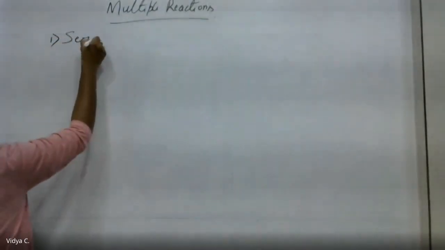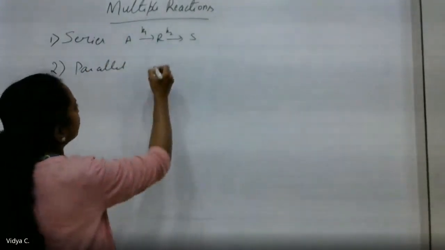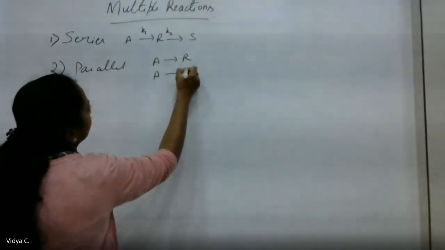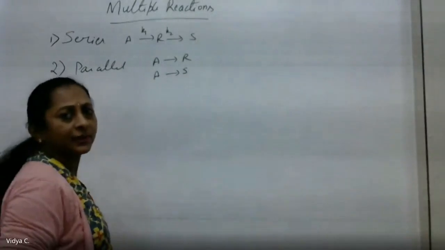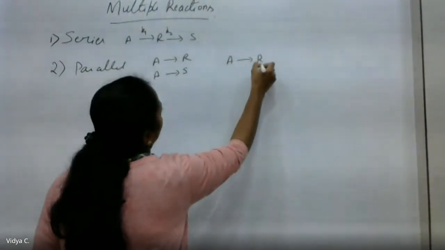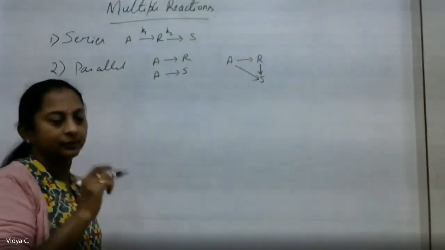One, series reaction, in which A will be giving R and R will be giving S with the rate constants K1 and K2. This is one way. The other type is a parallel reaction. Parallel reactions means A will be giving R and A parallelly will be giving S also. This is one type of parallel reaction. And the other type may be A may give R and R may give S and A also may give S. A very more complicated reaction.